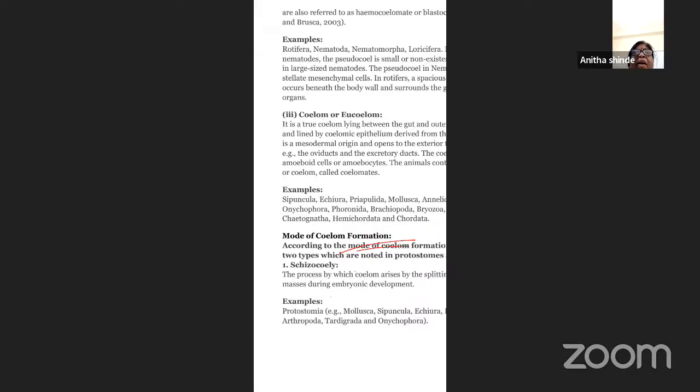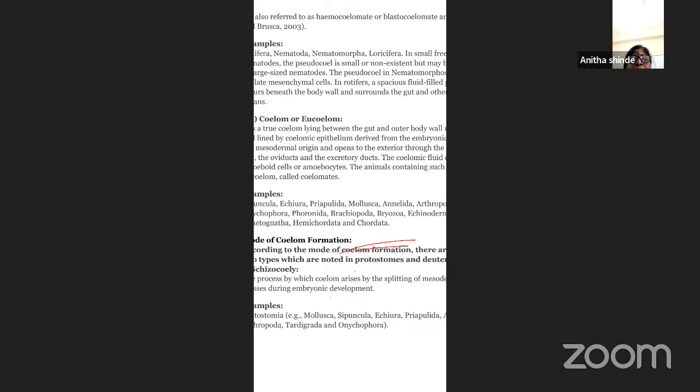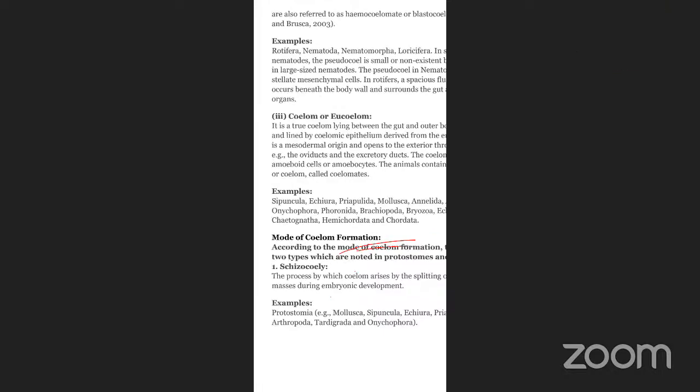Again, the mode of coelom formation, that is how the coelom originated, what is the evolution of the coelom. According to the mode of coelom formation, we can say there are generally two types, noted in protostomes and deuterostomes. You already know what protostomes and deuterostomes are. In protostomes it occurs by the schizocoelous method, whereas in deuterostomes it occurs by the enterocoelous method.